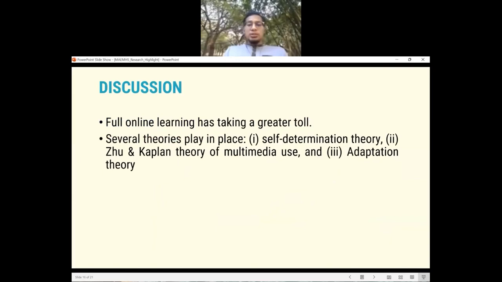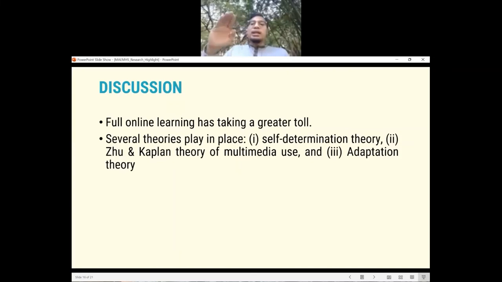This also shows that full online learning, as we know, has taken a greater toll on the students. They have headaches, and they also have poor well-being, for example. My instructional design really helped to reduce that impact. The third thing is that the instructional design was developed by taking into account several theories, for example the self-determination theory or self-regulated theory, Zhu and Kaplan's theory of multimedia use, and also the Schlossberg adaptation theory, where humans can adapt. At first, we feel a bit of stress and anxiety, and it makes us want to reject online learning. But by doing that instructional design, it can reduce the impact and help the students or learners and also the educators to quickly adapt.